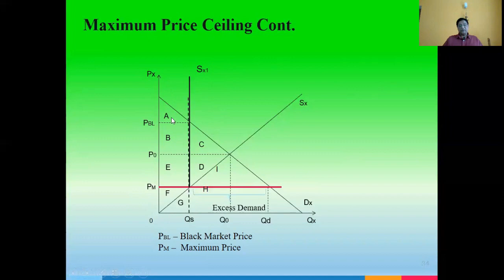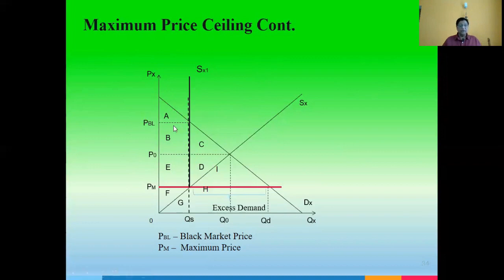Then consumer surplus is given by the area of A. Then reduction in consumer surplus is given by the area of B, C. Then producers' or sellers' surplus increases by the amount of B but declines by the amount of D. Then deadweight loss or social cost of maximum price ceiling is given by the change in producer surplus and decline in consumer surplus.